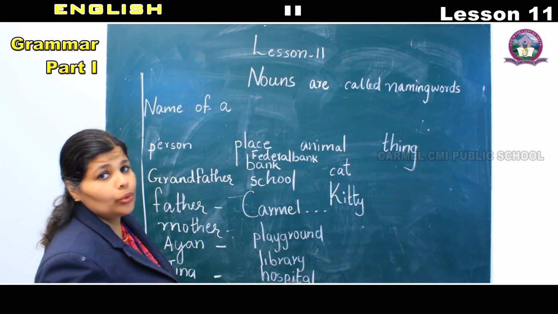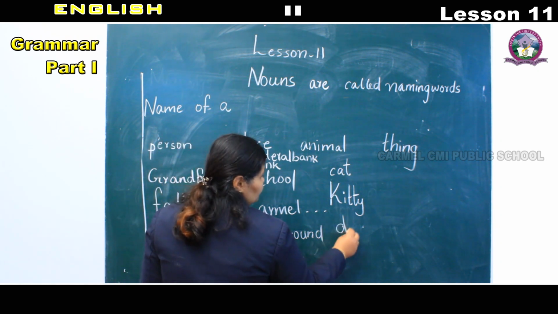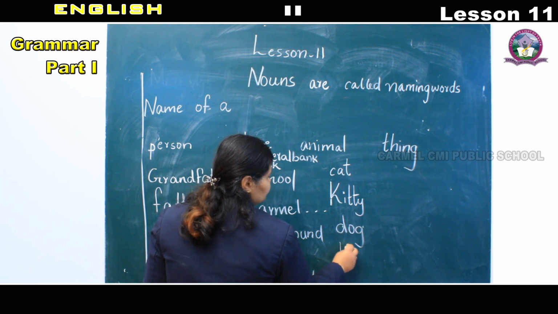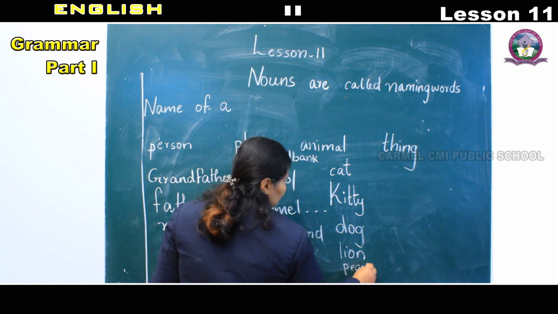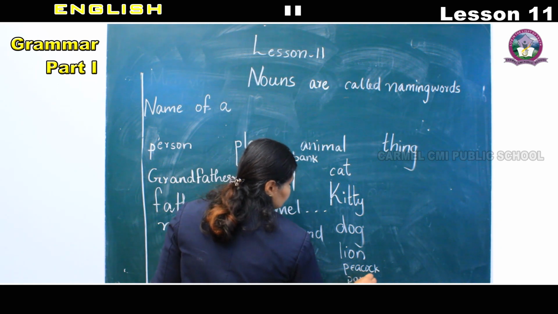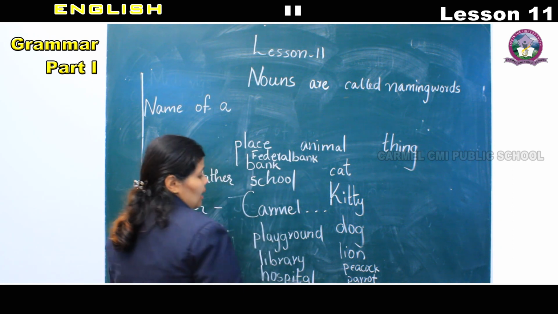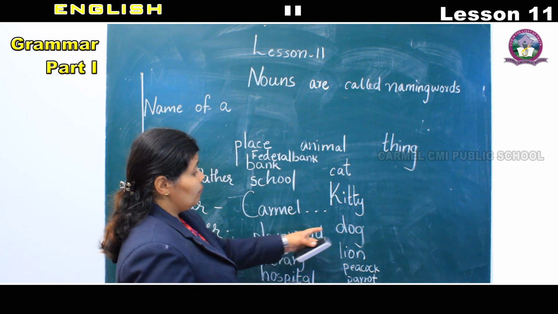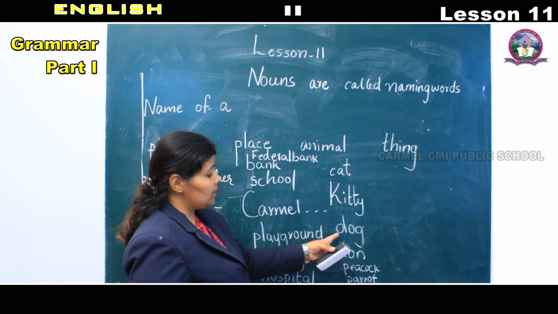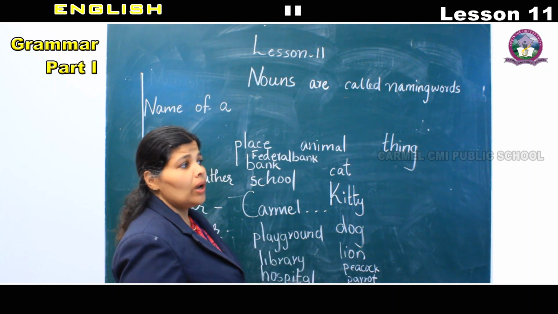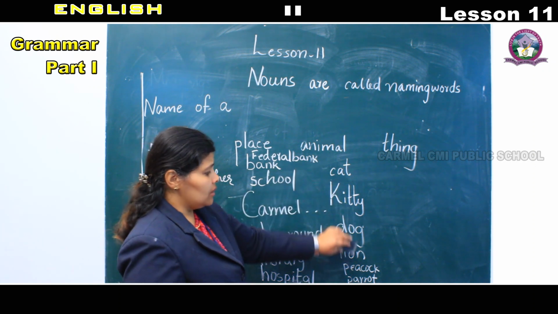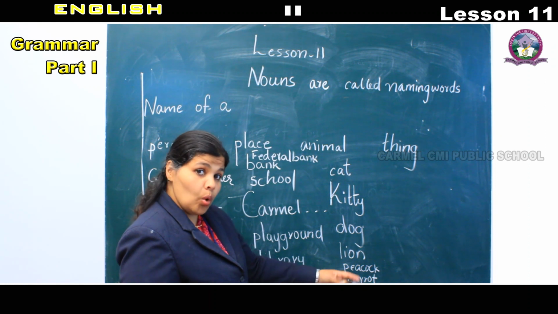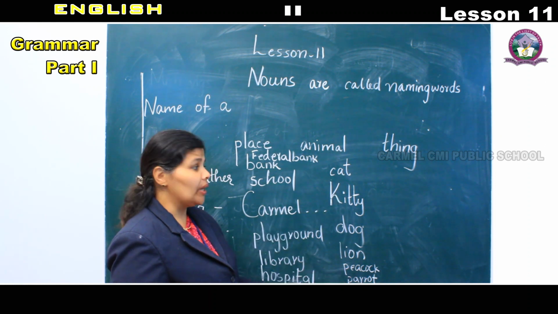Then what are the other animals you know? Dog, lion, peacock, parrot. So all these have names. We keep names for dogs at home, isn't it? We name the dog, we call our dog, isn't it? So the dogs also have names. So these are the things about animals. There are many, many more animals, but I'm just giving you a few examples.